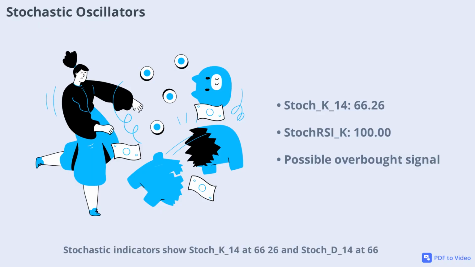Stochastic indicators show stock K14 at 66.26 and stock D14 at 66.31, both in the upper mid-range. The stock RSI-K is at 100, signaling a very strong short-term momentum, while stock RSI-D at 78.24 is also elevated. These readings suggest that MNTS could be approaching overbought territory, so traders should watch for potential reversals or consolidations.